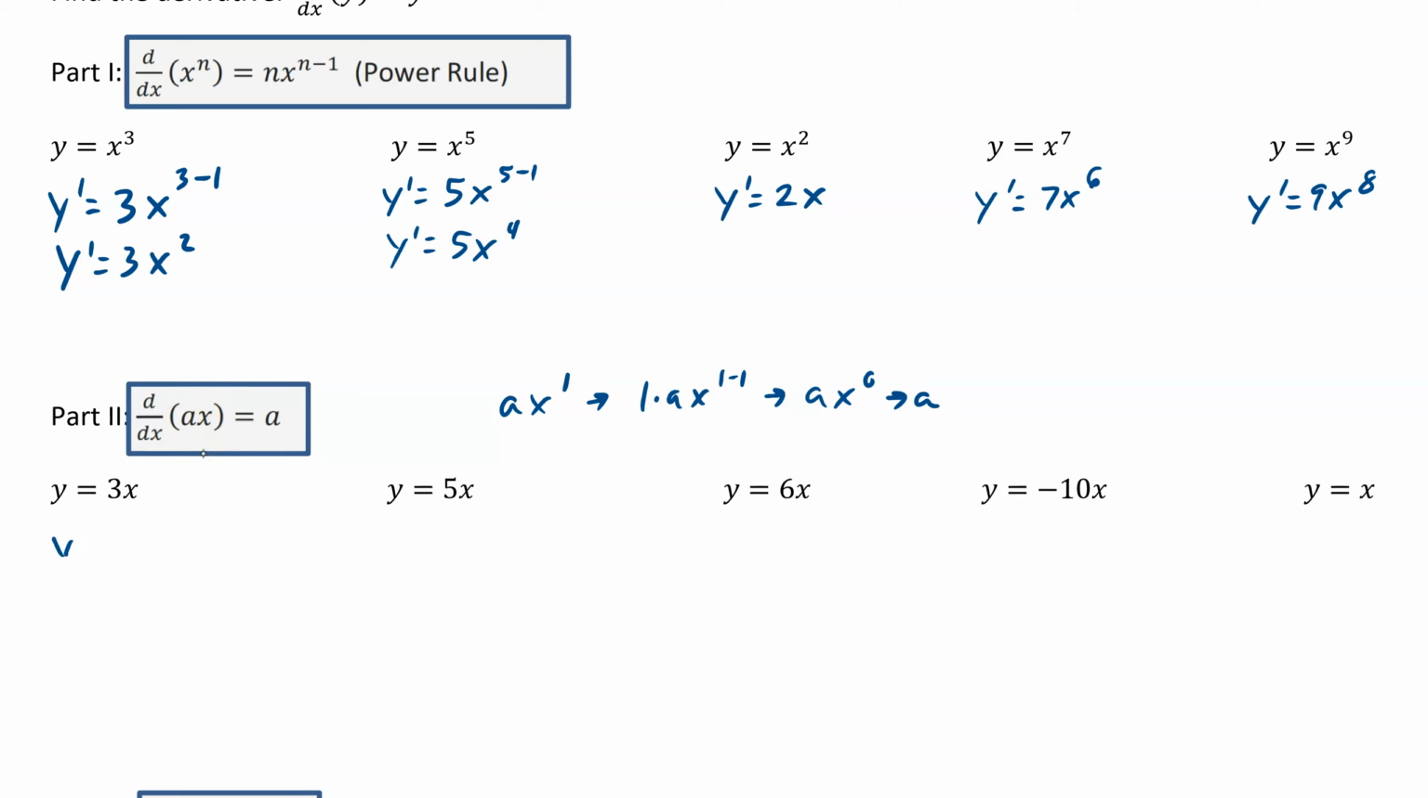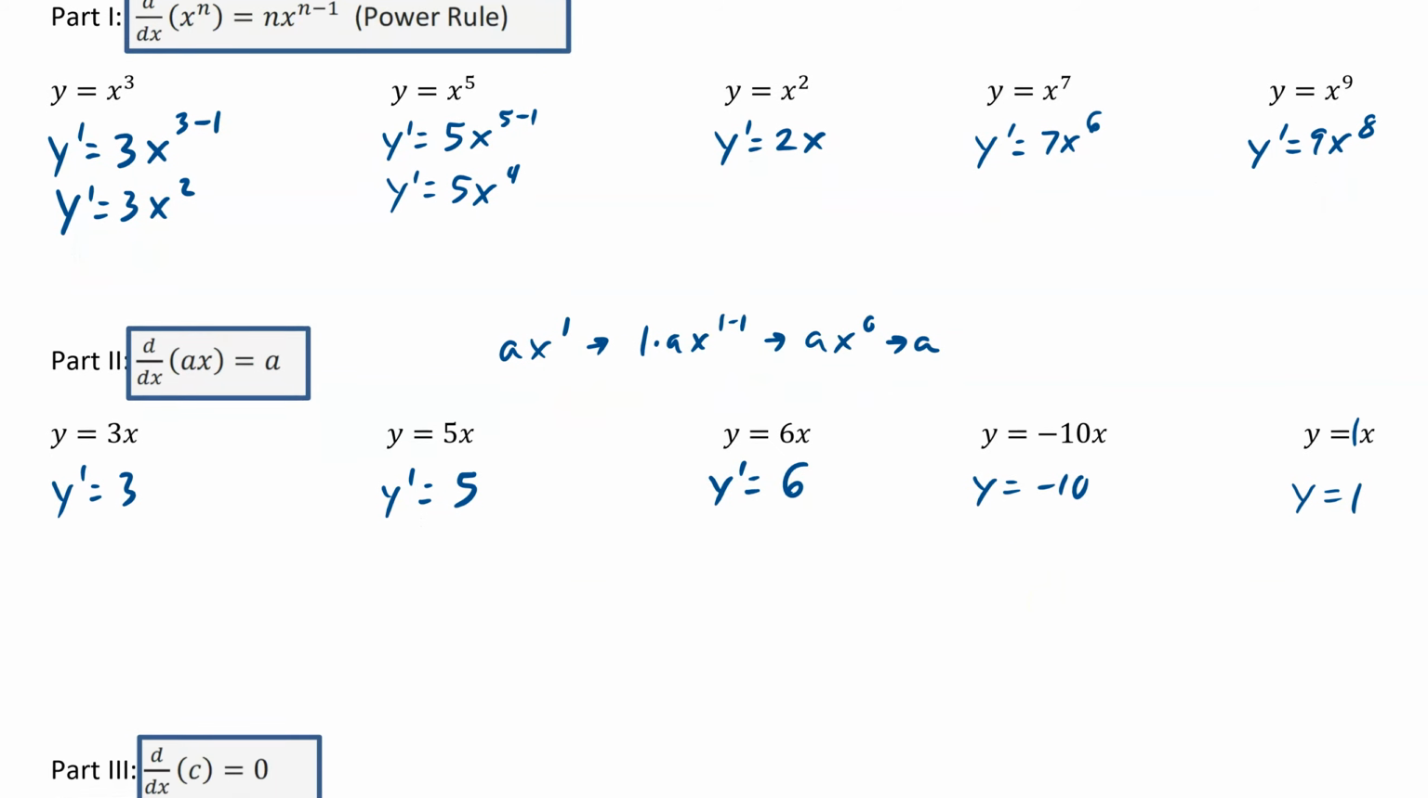So what's our slope here? 3. What's our slope here? 5. What's the slope here? 6. Negative 10. So if you have just x, no exponent on it, it's just the coefficient that you're writing each time. And for this next one, if there's no number there, you put a 1. All right, so there's your general power rule.